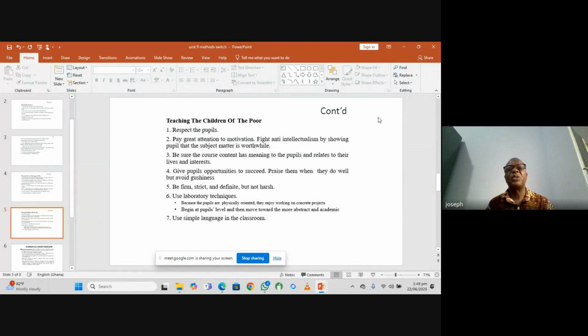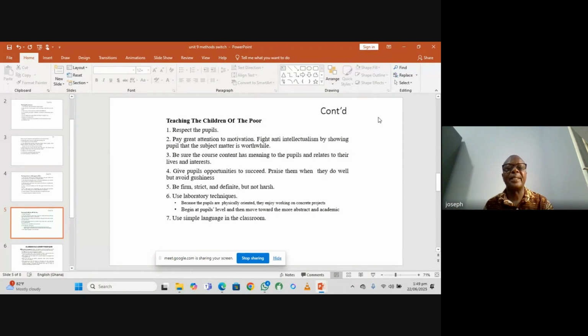Give people opportunities to succeed. Praise them when they do well, but avoid using harsh words or insulting them. Just encourage them to learn by praising them. Be firm, be strict, and be definite, but not harsh on these learners.